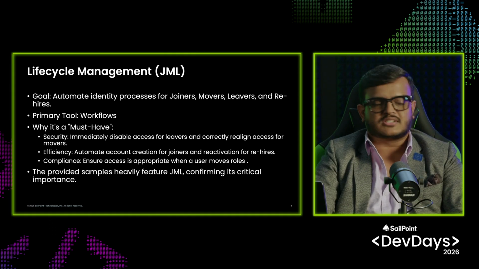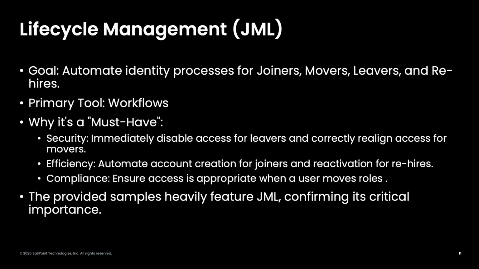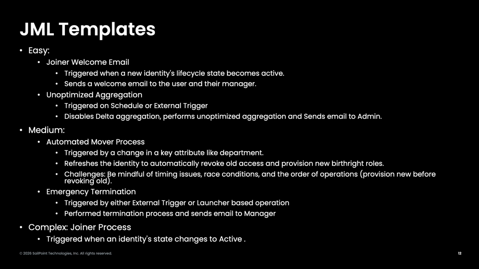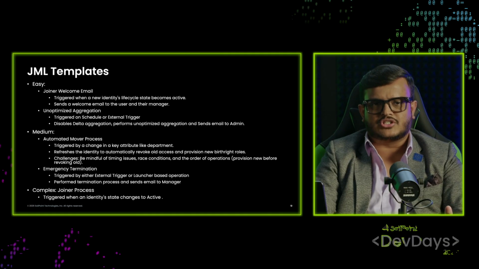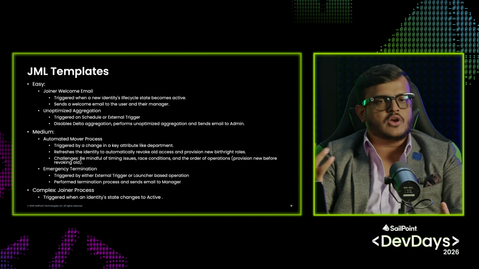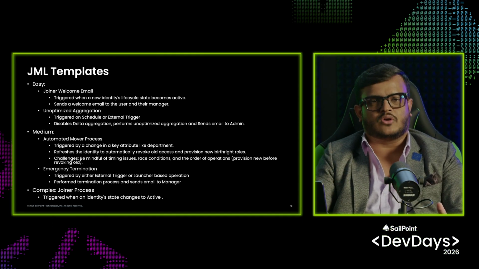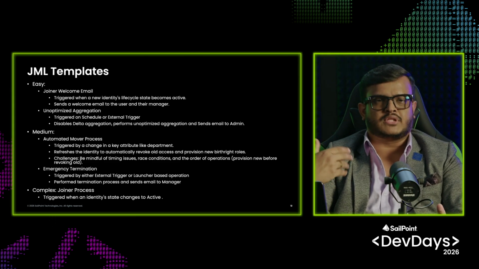So why is it a must have? Again, as we all know, security, efficiency, compliance. The sample we have for your JML is going to cover workflows like emergency termination, and unoptimized aggregations, where you want to run aggregations every now and then to get the data. So that's what we're going to look into. For easy, you have a joiner welcome email. Then you have unoptimized aggregation, where every time you have a delta aggregation, you want to stop it. Every weekend, you want to run a full aggregation on an automation so that the data is up to date.